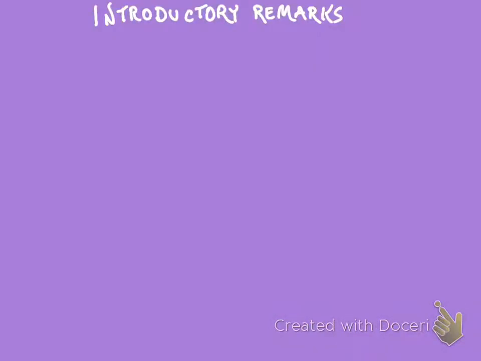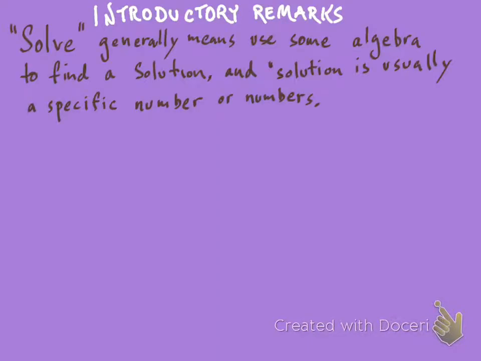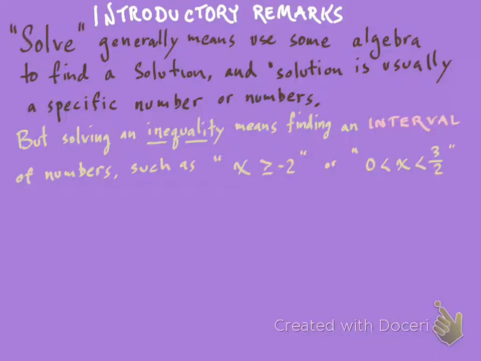So let's get started. I would like to make a couple of introductory remarks about this topic. Generally, solving an equation means to use some algebra to find a solution, and a solution is usually a specific number, or maybe numbers, to an equation. However, an inequality is different, because when you solve an inequality, you're finding an interval of numbers, such as x is greater than or equal to -2, or 0 less than x less than 3/2.